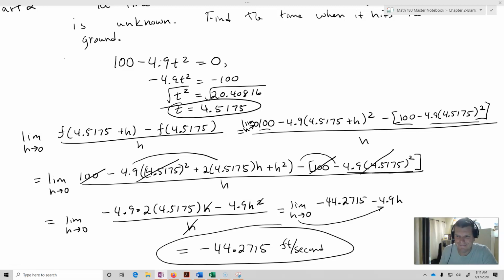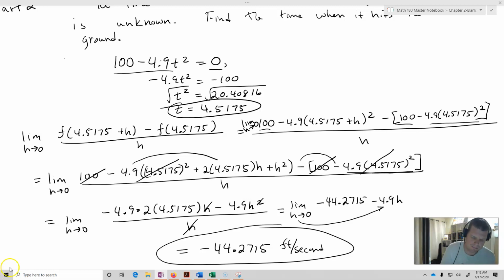Cool. So what did we do for the second part? Well, the first piece was we had to figure out when the object hit the ground. That's solving the equation of when our function equals 0. Then I used my equation for instantaneous velocity. I found the limit of f of x plus h minus f of x divided by h as h approaches 0, and that gave me my instantaneous velocity.